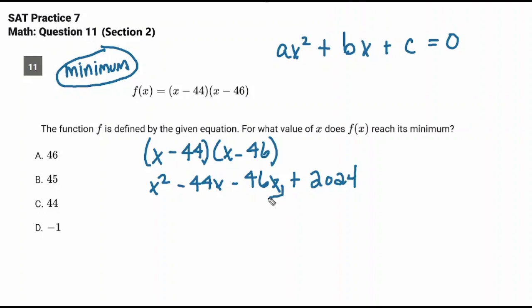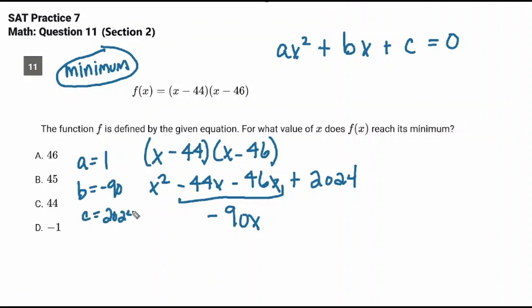You've got these two terms, which you're going to combine. Use your calculator. Negative 90x plus 2024. There's your A term, there's your B term, there's your C term. What's A? Well, there's nothing attached to the x, so it's 1. What's B? This is a plus sign, this is a minus sign. B is negative 90. And what's C? It's 2024.